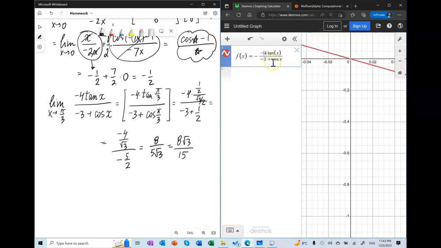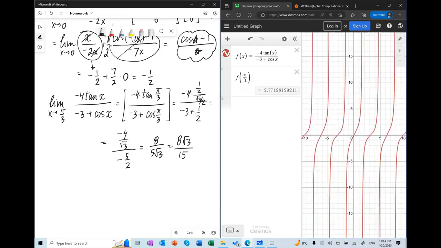So let's just put a negative over there. So this is my function, right? We're looking at this function at pi over 3. So let's just throw pi over 3 in there. So the function is continuous at pi over 3, so we can actually try to find it. So it's right here, right? So my limit is pretty much 2.771. And now I just want to make sure that, let's enter my first answer.